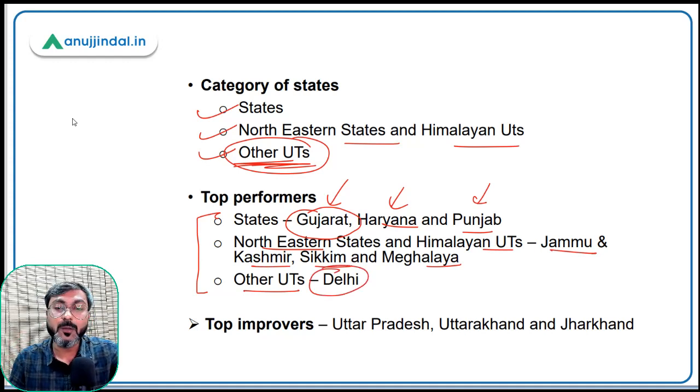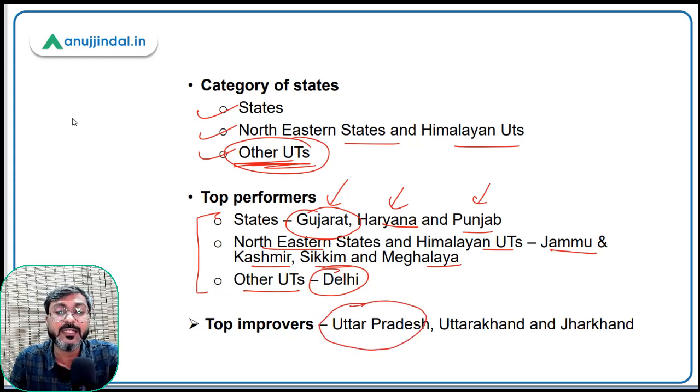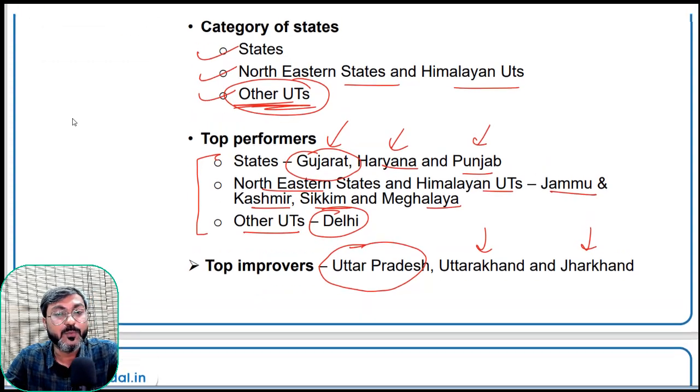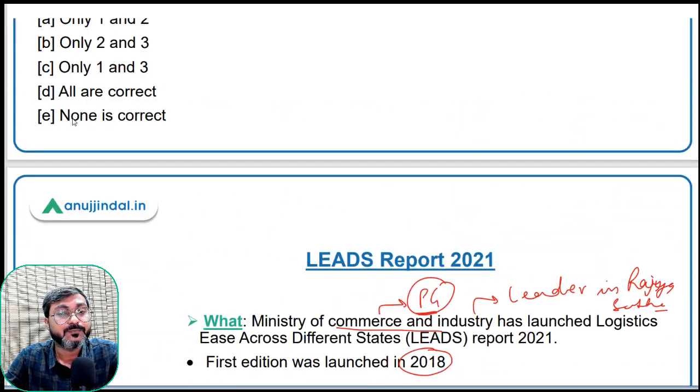Now, talking about the top improvers, agar hum improvers ki baat karein, so the top improver is Uttar Pradesh, followed by Uttarakhand and Jharkhand. All right. So this is regarding this report. And now let's come back to the question.